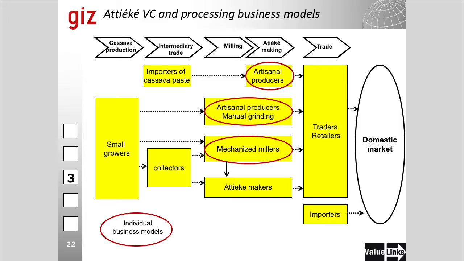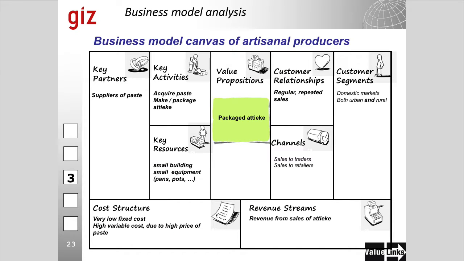They would not buy paste and would, of course, have to find the cassava in order to fill their capacity for milling. Otherwise, the product is still the same. So the value proposition as such does not change. What changes is the capacity of these different business models. So if you translate that now into the business model canvas, this is what you get.